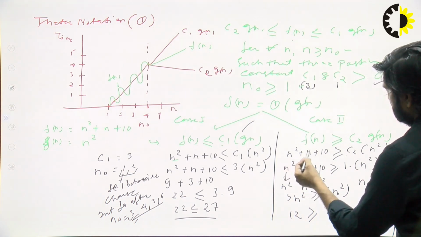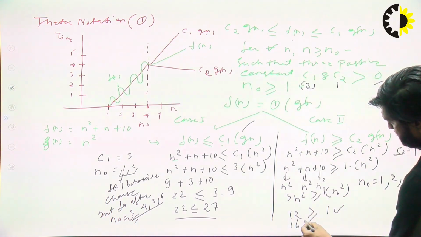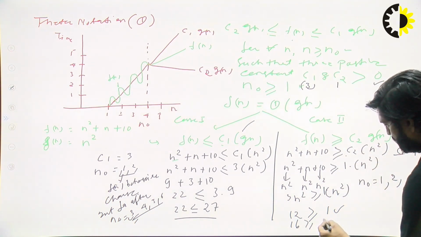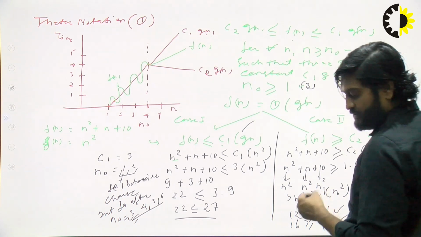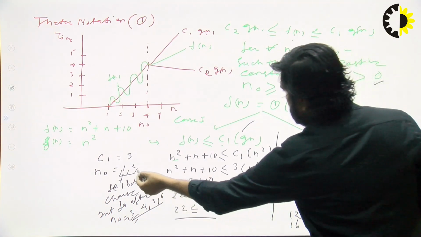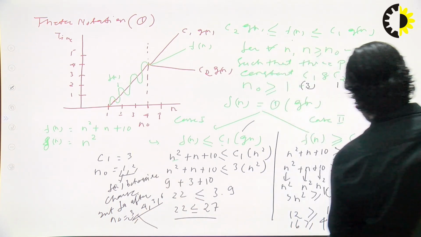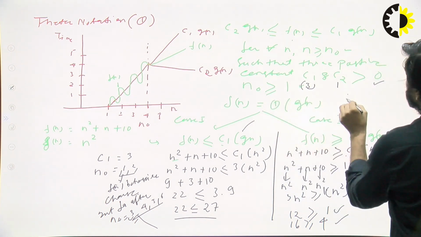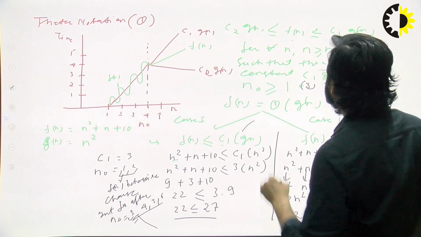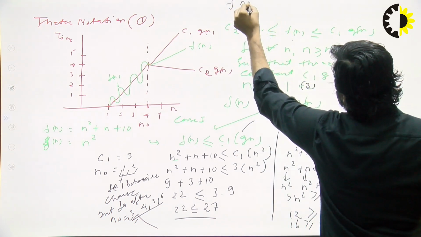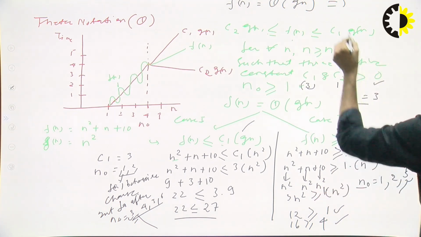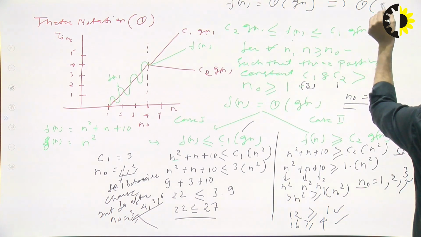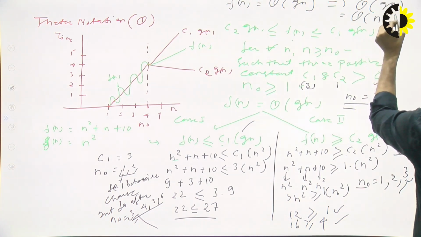2 square is 4, plus 2 is 6, 6 plus 10 is 16, which is greater than or equal to 2 square, 4. It's satisfied. So n naught can be 1, 2, 3 and so on. The n naught value will start from 1, 2, 3, 4 and so on. Here we start with 3, so n naught is 3. Finally, we define the function f of n equal to theta of g of n. So the asymptotic notation is given as theta of g of n, that is theta of n square. That is the calculation. Okay.